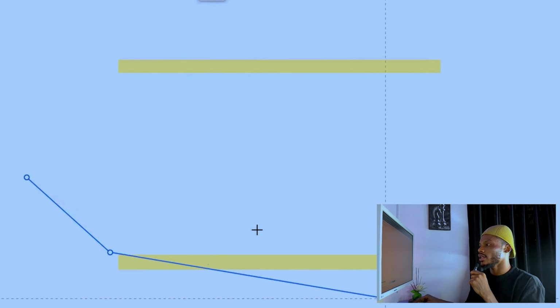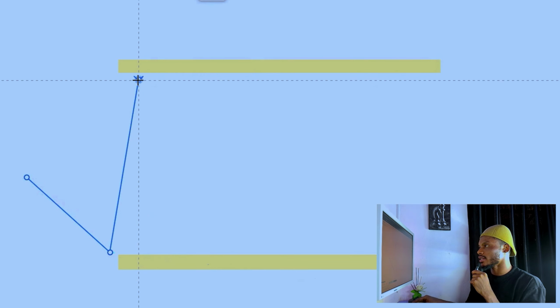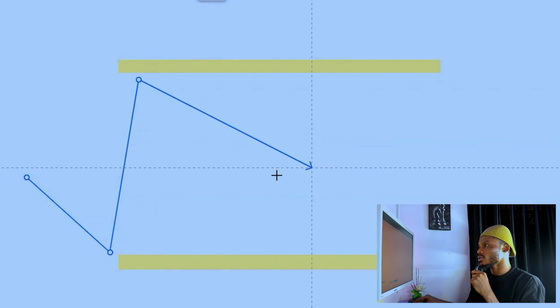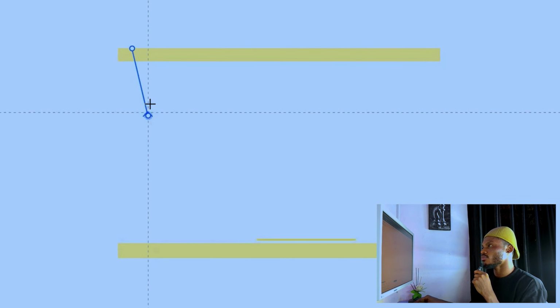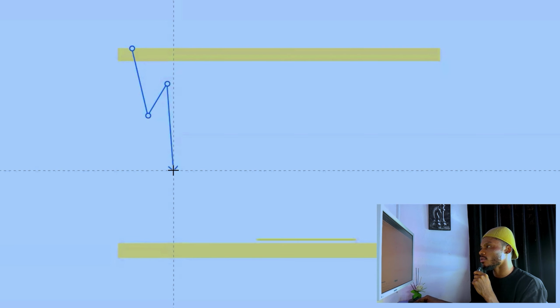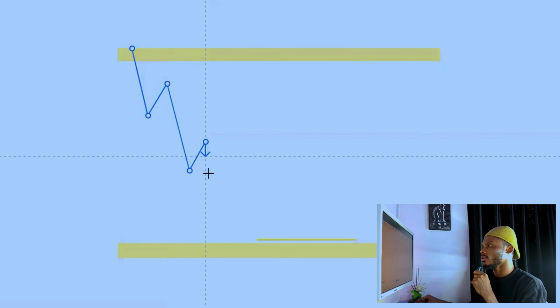Now, this video will be split into two parts. I'm going to give you a condition to trade on your support, a condition to trade on your resistance, and a condition to trade in between your support and your resistance. Now, let's assume price has been moving in a series of lower low, lower high, lower low.